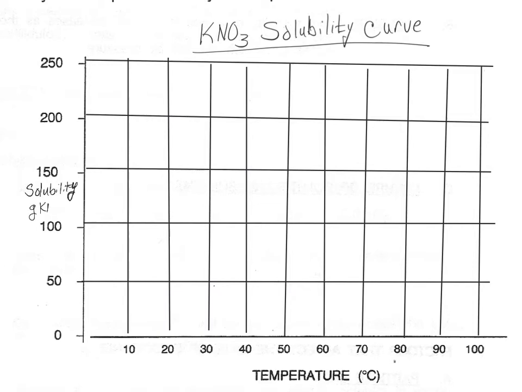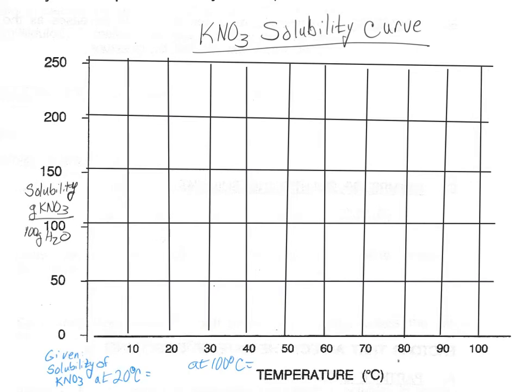Remember that solubility is the number of grams of KNO3 that dissolves in 100 grams of solvent. In this case, our solvent is water. And then that is going to change dependent upon the temperature. We know that the solubility of KNO3 in water at 20 degrees Celsius is 37.8 grams. So what we're going to do is show that on the graph here. We'll go to the 20 degree mark, we'll rise up, and we're going to stop at the point of 37.8.